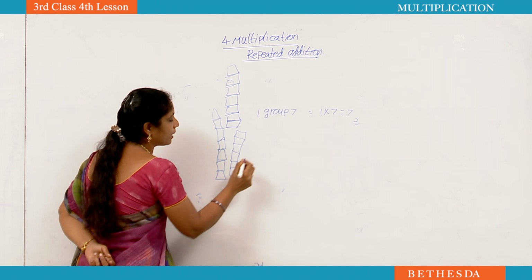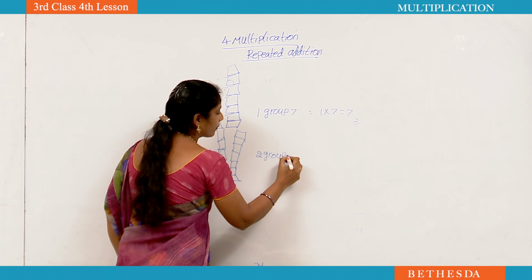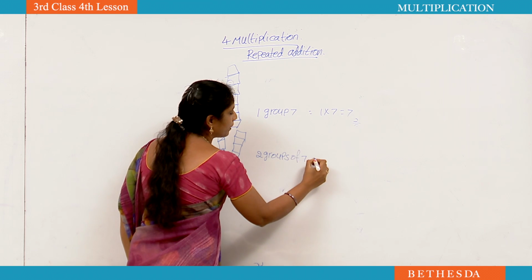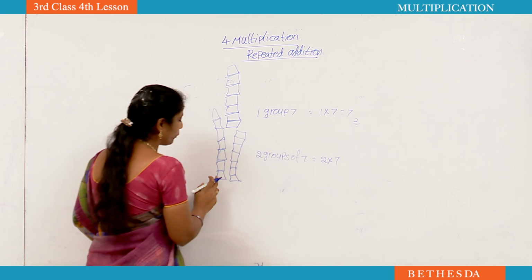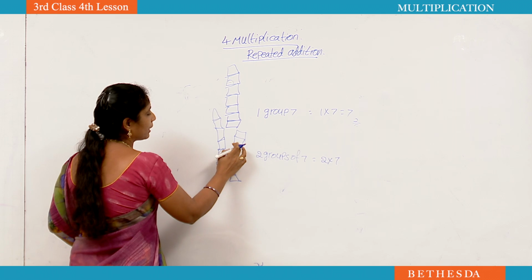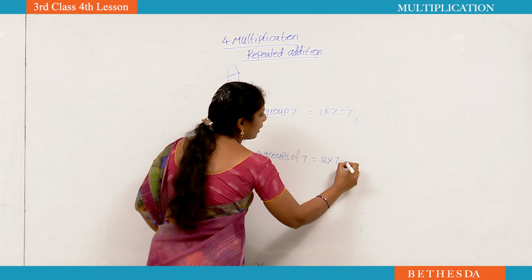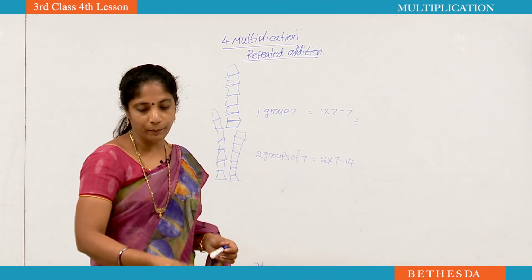Here how many groups are there? 2. 2 groups of 7. 2 sevens are 14. You can count if you want. 1, 2, 3, 4, 5, 6, 7, 8, 9, 10, 11, 12, 13, 14. 2 sevens are 14. Like that you have to form a 7 table.